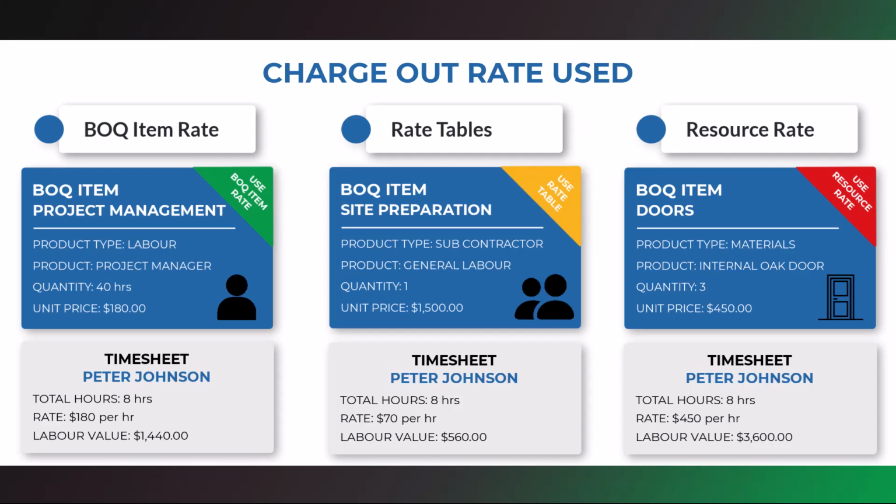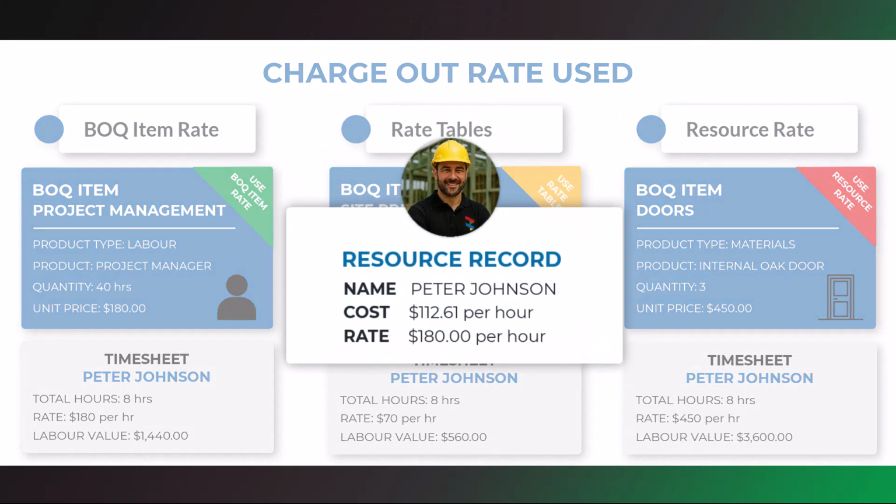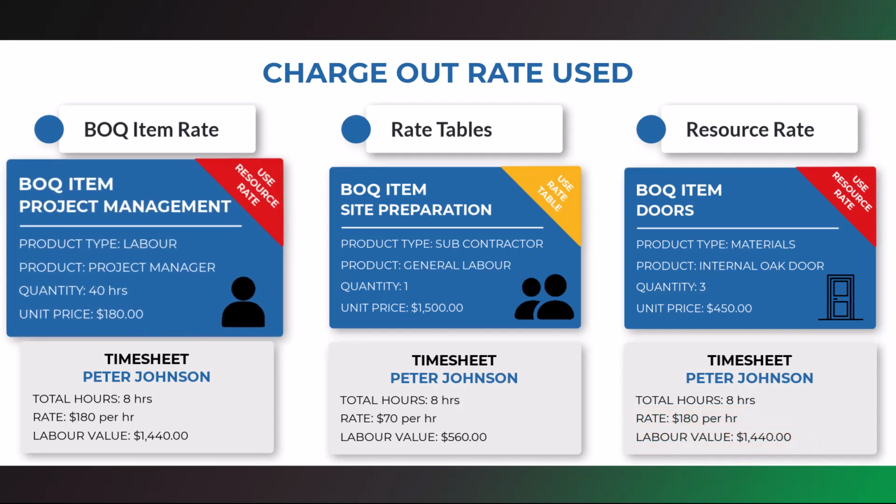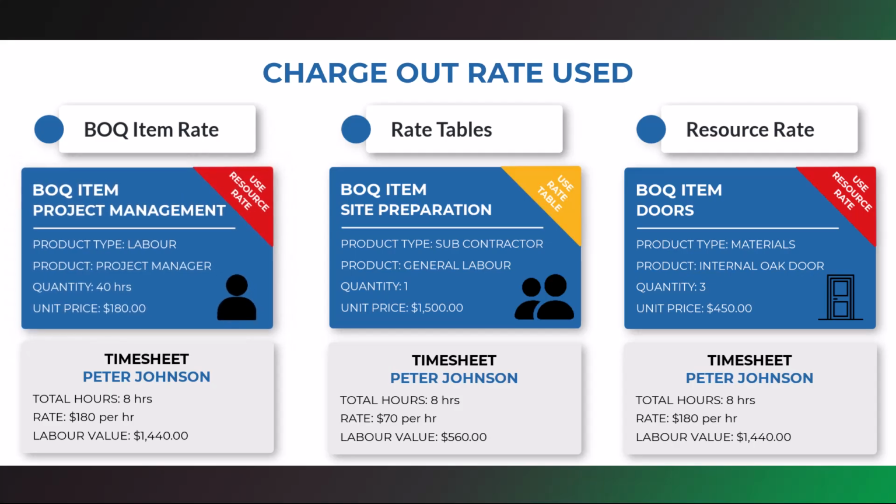This scenario retrieves the billable rate from the resource record. Peter Johnson is a project manager and his current rate is $180 per hour. This value is used to calculate the labor value on the timesheet. Resource rates could have been used for the first scenario, but only if the project management on this job was estimated at the same rate.